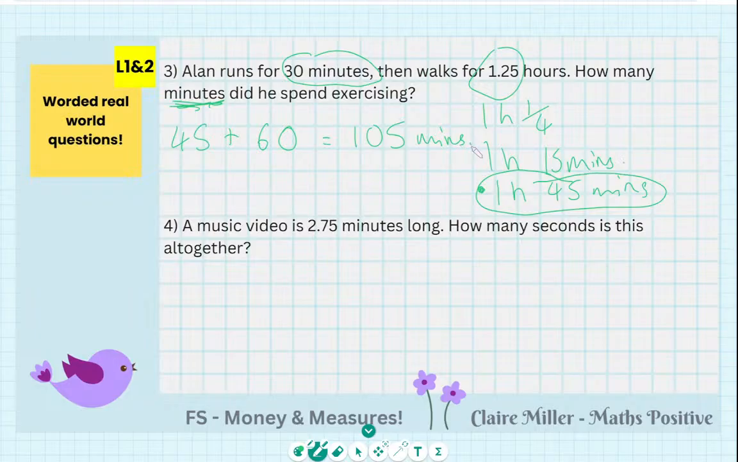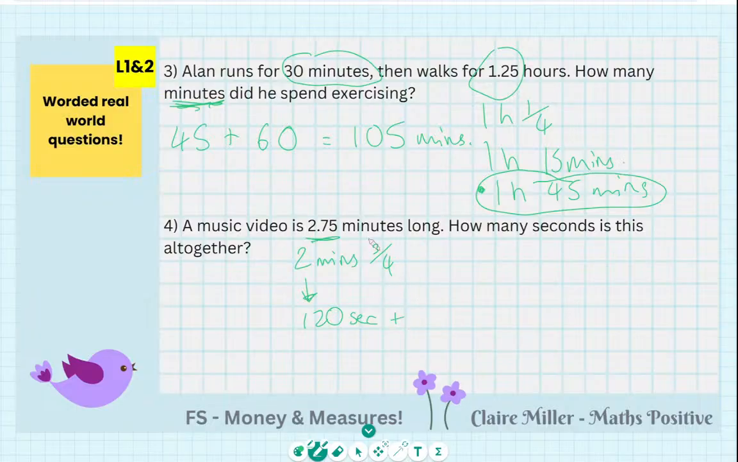And the last question. A music video is 2.75 minutes long. How many seconds is this all together? So I know we've talked about this more when it comes to hours and minutes, but we can do a very similar thing when it comes to minutes and seconds. So this is 2 minutes and 0.75, that's 3/4 of a minute. So 2 minutes and 3/4. So how many seconds are in 2 minutes? That's 2 lots of 60. If I were to go back to my list of 60 times tables, it would be 120 seconds.